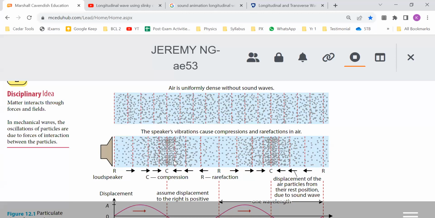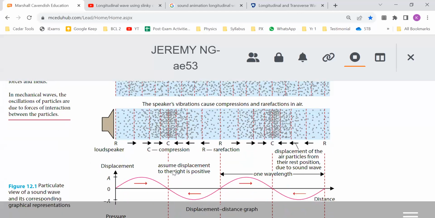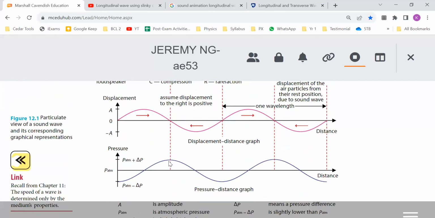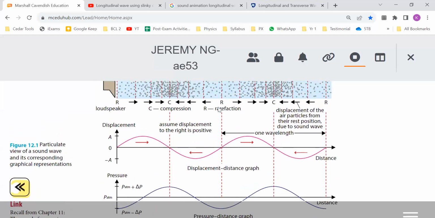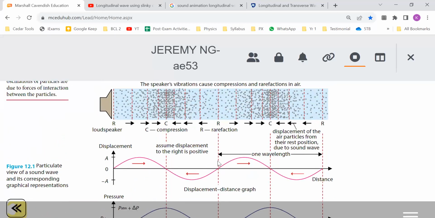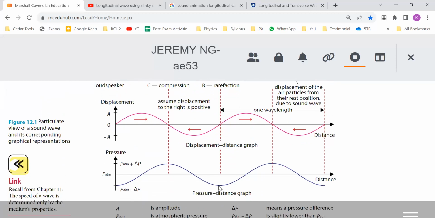The center of compression corresponds with high pressure. Unsurprising, because when your air particles cluster together, that's called high pressure. And the center of rarefaction corresponds with low pressure.